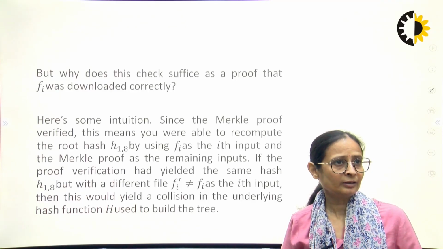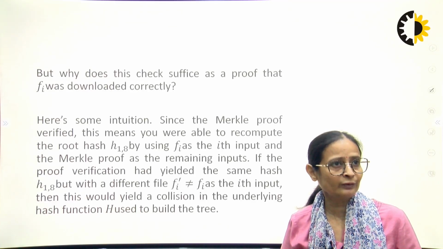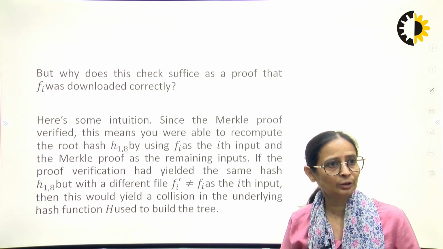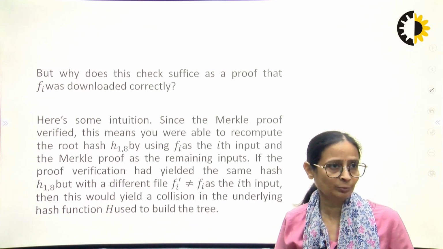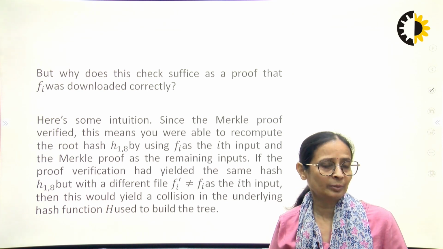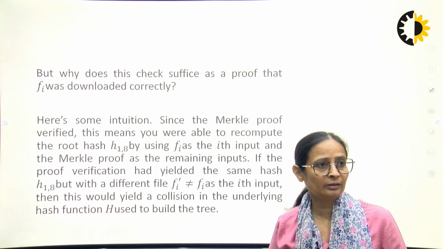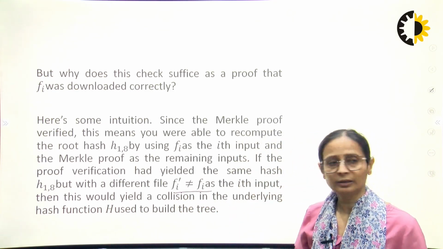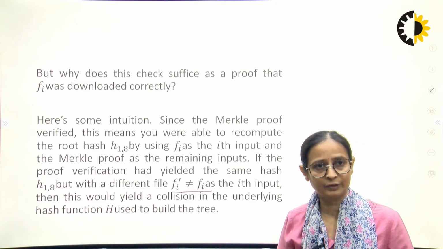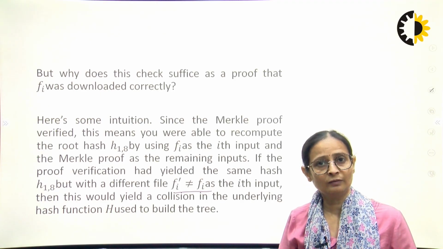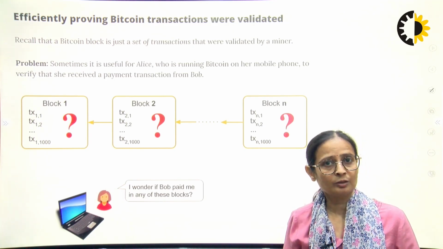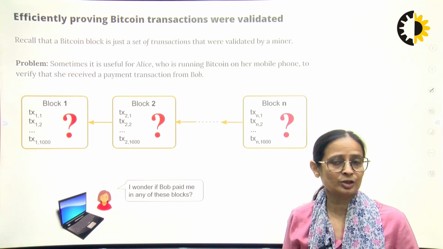But why does this check suffice as a proof that FI was downloaded correctly? Because the Merkle Proof verified, this means you were able to recompute the root hash by using FI as the ith input and the Merkle Proof as the remaining inputs. If the proof verification had yielded the same hash but with a different file, let's suppose as the ith input, then this would yield a collision, and we are already using a function H, a function MHT, which is a collision resistant function.